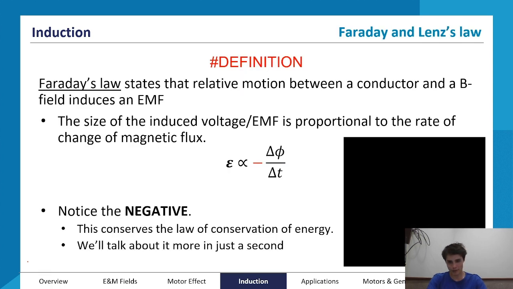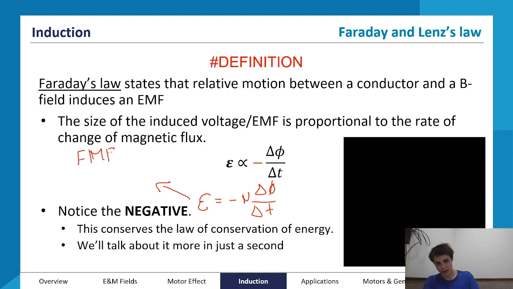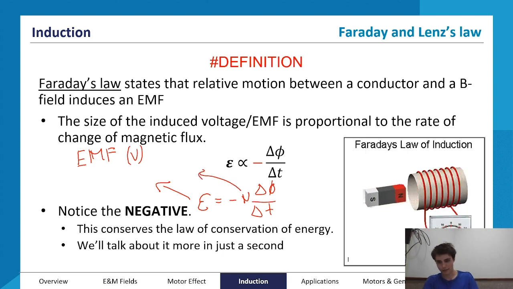Sorry, I thought I had it on my slides, but the full formula, and the formula you're given on your formula sheet, is epsilon is equal to negative n delta phi on delta t, where epsilon is our EMF, which is measured in volts. N is the number of coils in whatever thing we're inducing a current in. For example, here you can see that there are a whole bunch of coils. You would just count them up, and however many there are, that's your value of N.